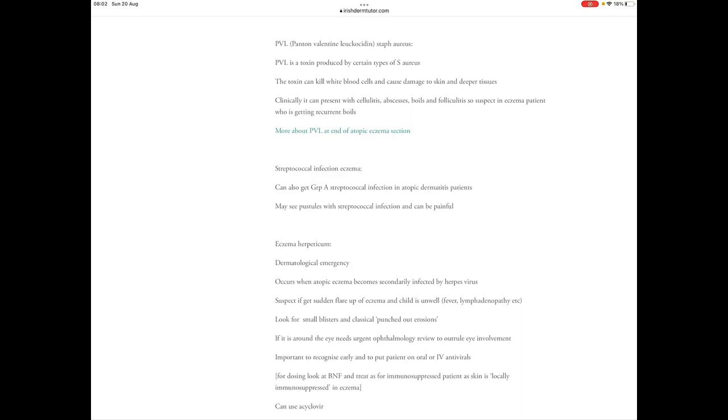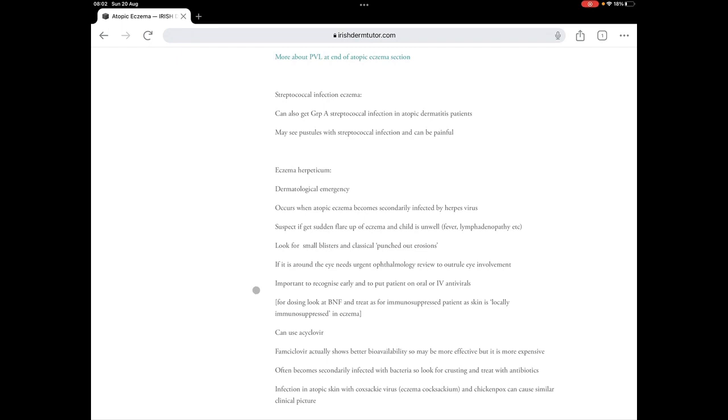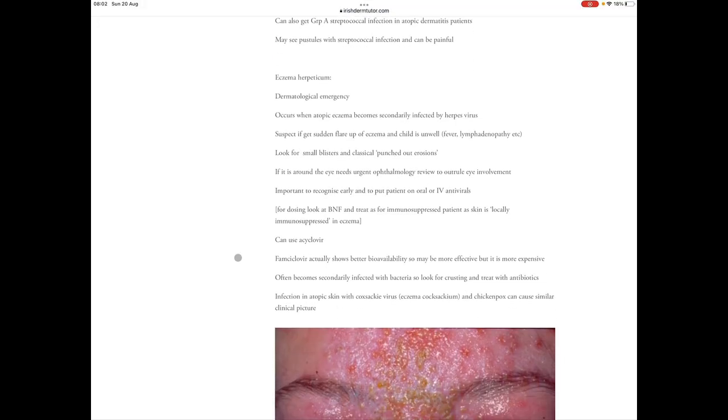So if you see an eczema patient who's getting recurrent areas of folliculitis, or if they're getting recurrent large boils, you want to swab for this. And it's important that when you swab for it, you mention that you're looking for PVL toxin. Otherwise, they're not going to test for it. And then you can also get group A streptococcal infection in patients with atopic dermatitis. In these patients you may often see pustules within the skin, and sometimes it can be painful.